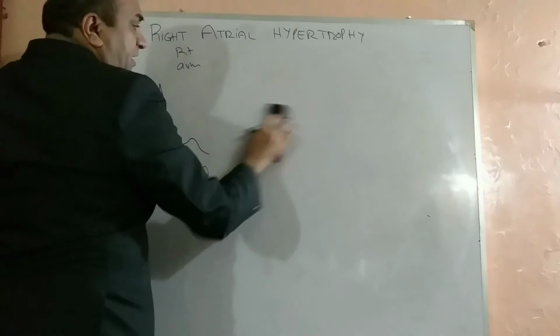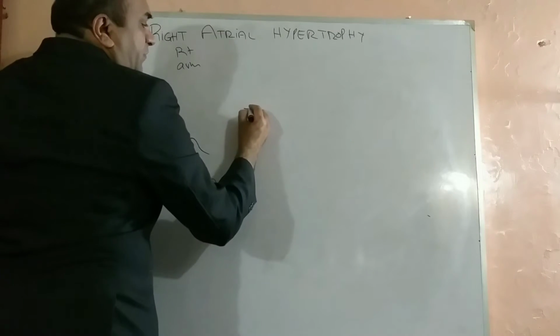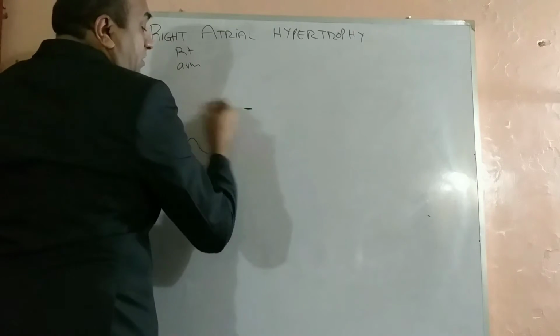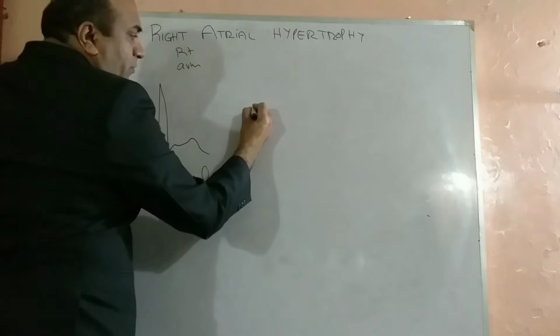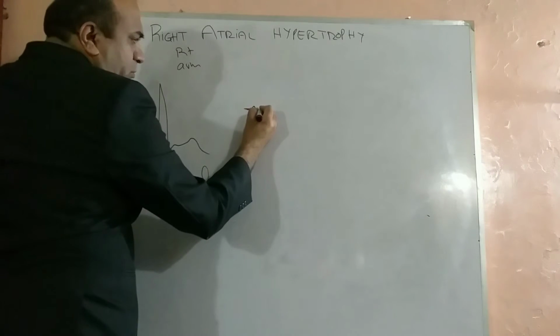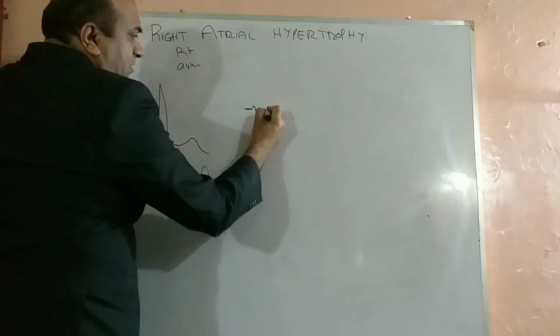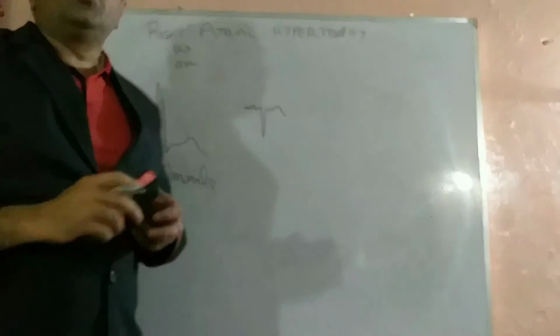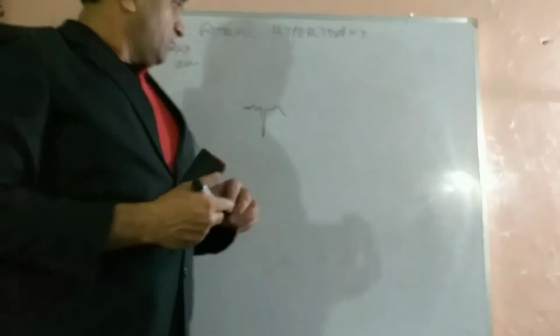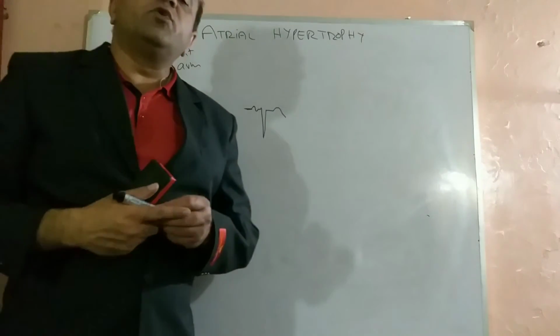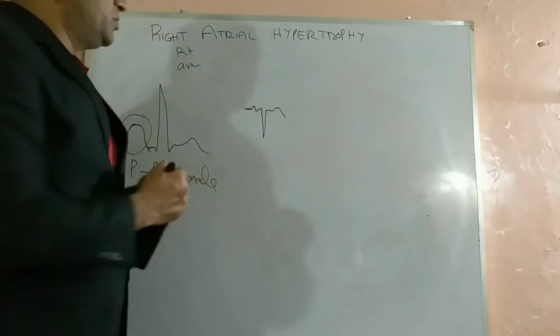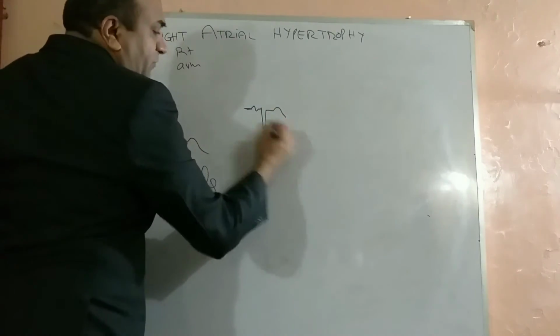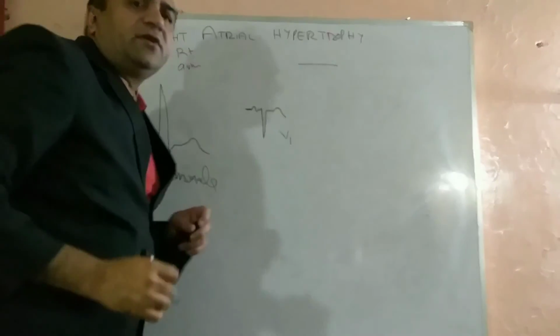If I draw another lead V1 of right atrial hypertrophy, it would be like this. The second portion would remain the same depth, but the height of the first portion would be more than usual or normal. This is lead V1 in case of right atrial hypertrophy.